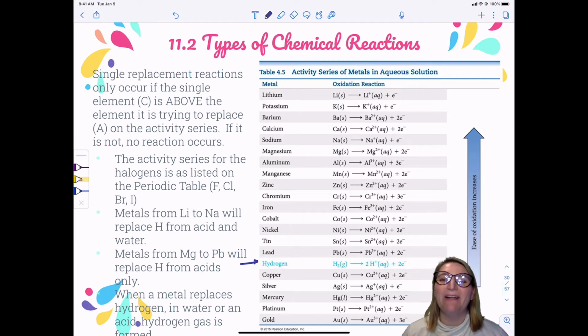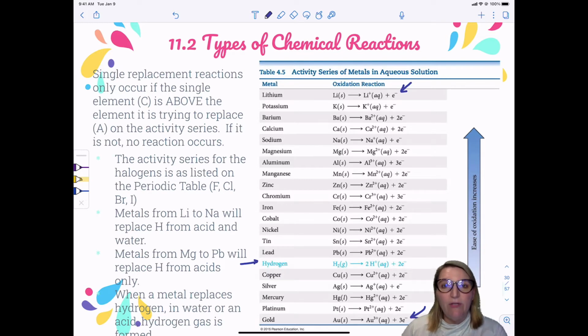They don't react with the water, and therefore they're useful in making a lot of stuff out of them. So this activity series tells us basically which metals are most reactive and which ones are least reactive. And what we mean by reactive is which ones are most willing to give up their electrons, because that's actually how these metals behave in these single replacement reactions. Lithium, very willing to give up its electron. Gold, very unwilling to give up its electrons.